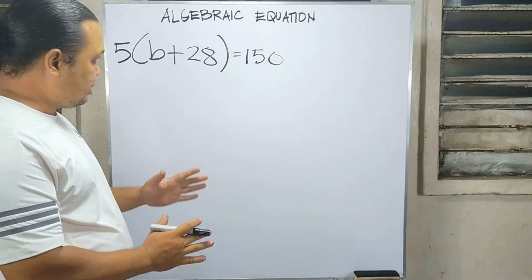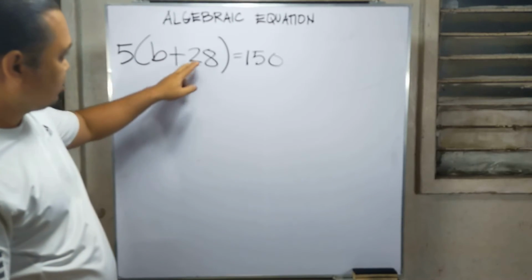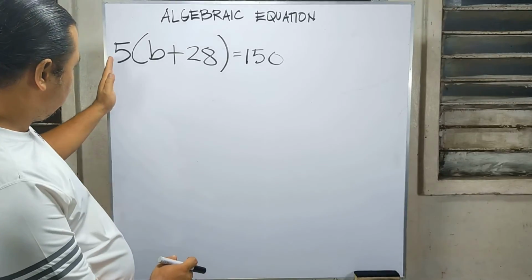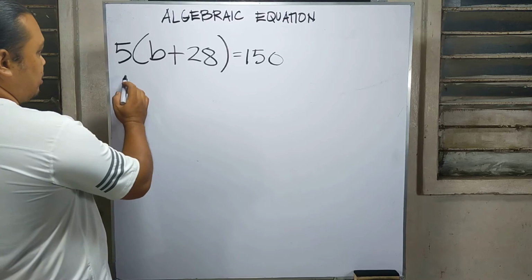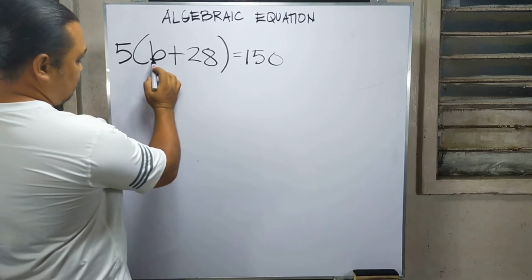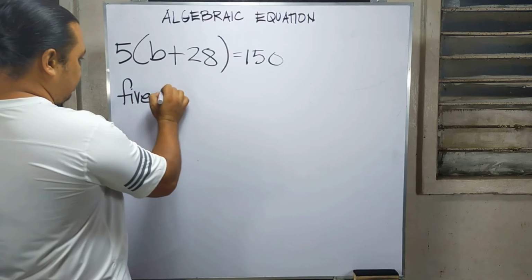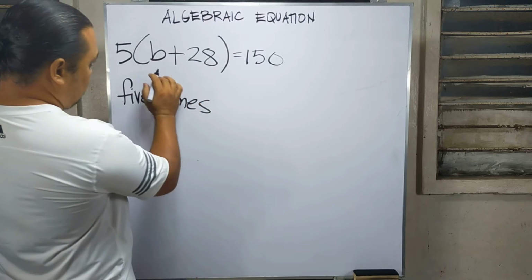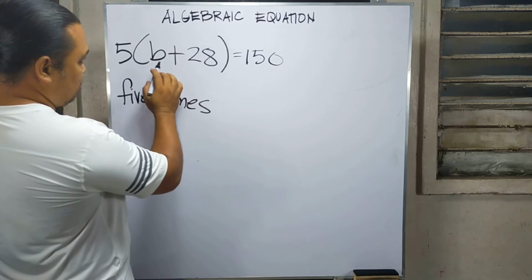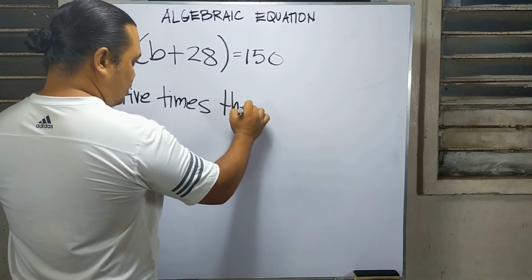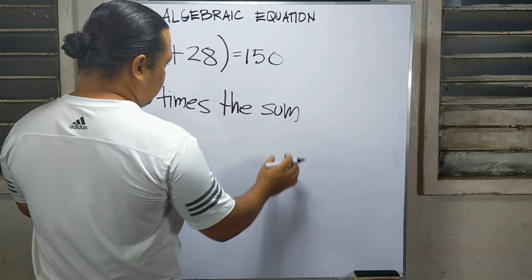Now for our last example here on our lesson, we have 5 parentheses b plus 28 parentheses is equal to 150. Now let's change this algebraic equation into a word phrase. So let's start from here. We have 5, meaning 5 times the quantity, the answer of these two numbers. So we can say 5 times the result of adding b and 28. Therefore, we can say 5 times the sum. Because the sum here is the result of adding numbers.